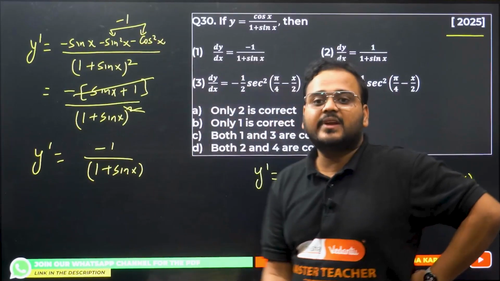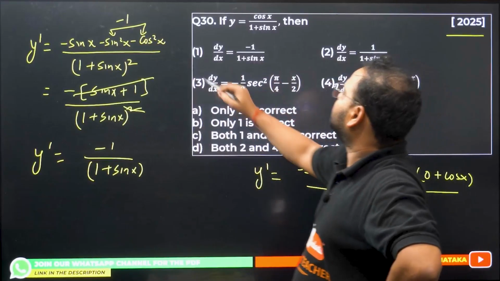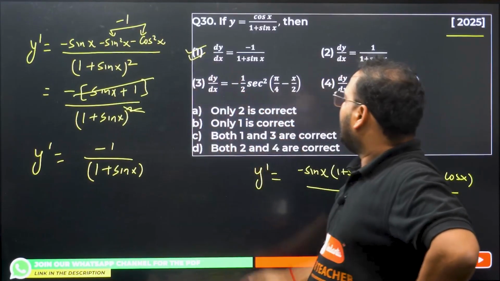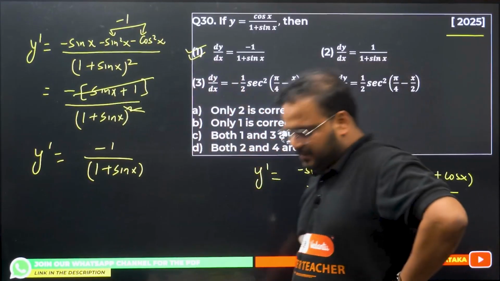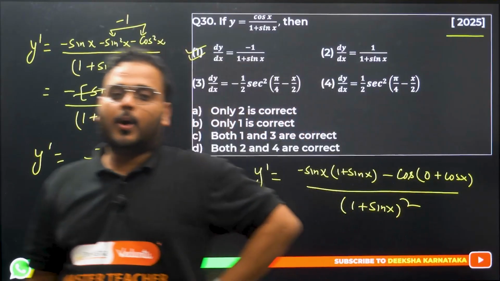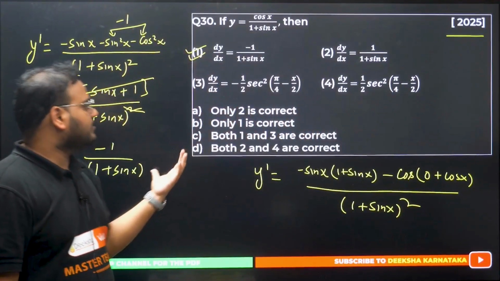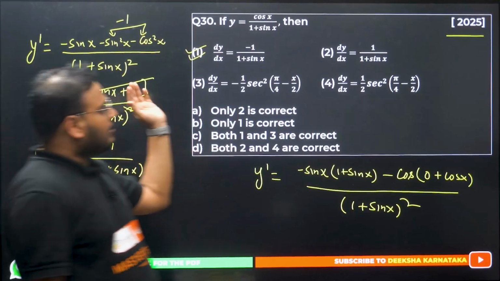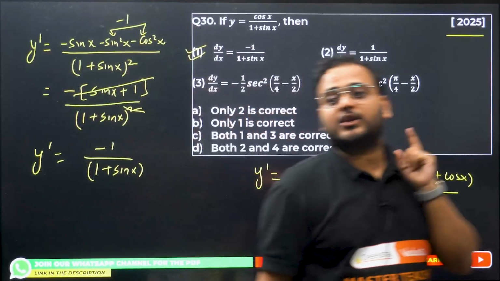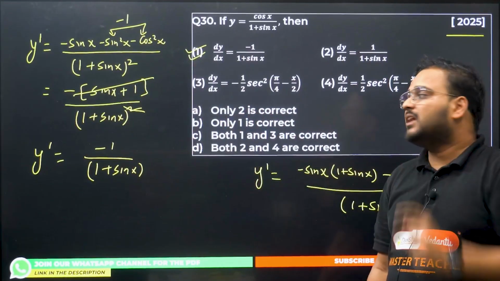Now looking at this, we get that option 1 is correct. Very good. Only one is correct, so if we choose option B it will be wrong, because actually we still have one more correct choice.